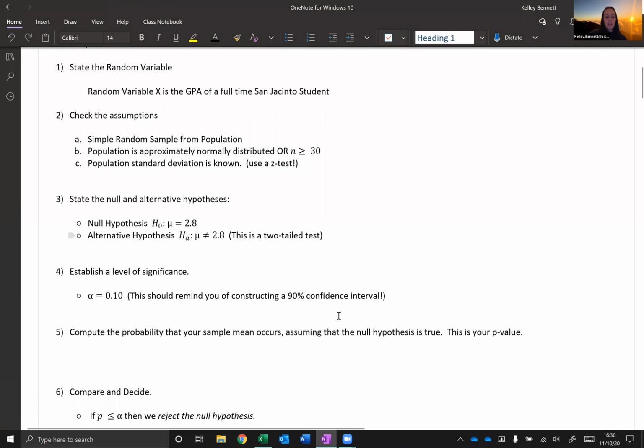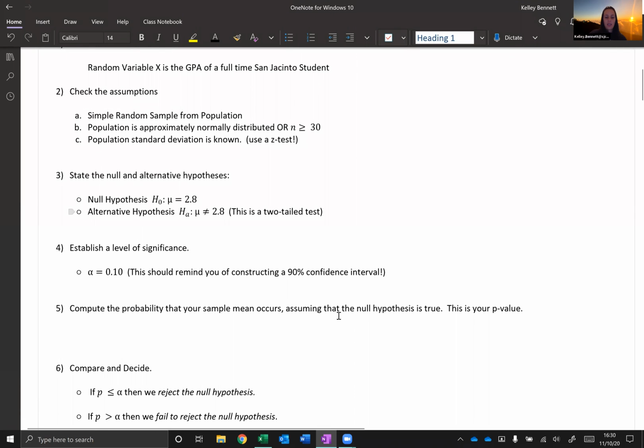So the next thing we want to do is compute the probability that our sample mean occurs, assuming that the null hypothesis is true. And this is going to give us what's called a p-value. Once we have our p-value, we're going to make our decision based on p. If p is smaller than or equal to alpha, then we're going to reject the null hypothesis. If p is greater than alpha, then we're going to fail to reject the null hypothesis. So let's see how this works.